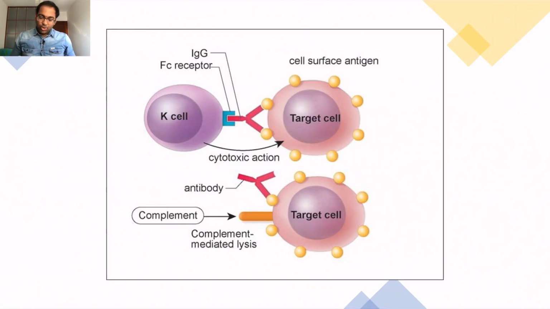Now, this is a cartoon showing the natural killer cell here, and it is basically attaching itself to the antibody that is coating the target cell. Also, the antibody can coat the target cell and attract complements, which may lead to complement mediated lysis. So I hope you understood this cartoon.